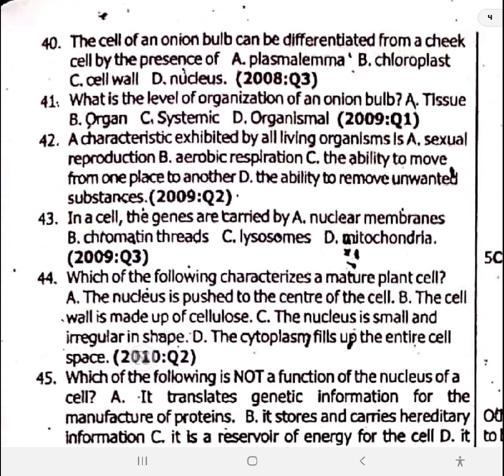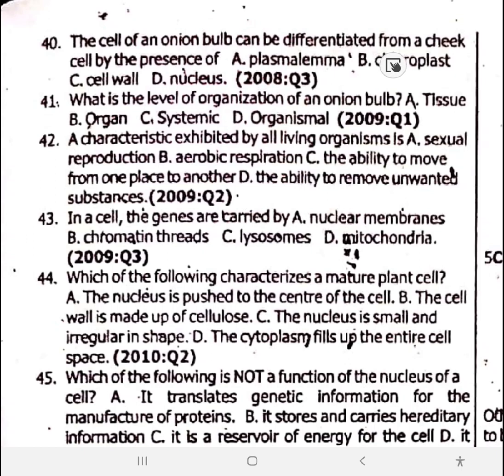Let's continue from 40. The cell of an onion bulb can be differentiated from a cheek cell by the presence of, a lot of students would confuse this. When they say cheek cell, they mean your face. You see your cheek. Your cheek is an animal cell. The onion bulb is a plant cell. So what would differentiate them is the chloroplast.